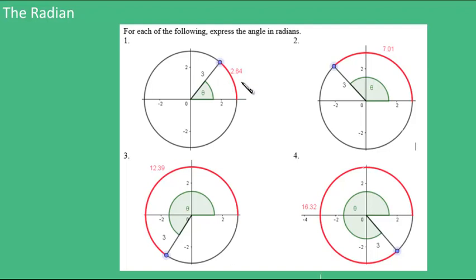Here are a few examples that should help us to get a better understanding of this. In this case, for example, we have that the radius is 3. Notice in all 4 cases the radius is 3 units. The length of the arc here is 2.64. So what is the angle? Quite simply, the angle is going to be equal to 2.64 divided by 3. And that will give us 0.88 radians.